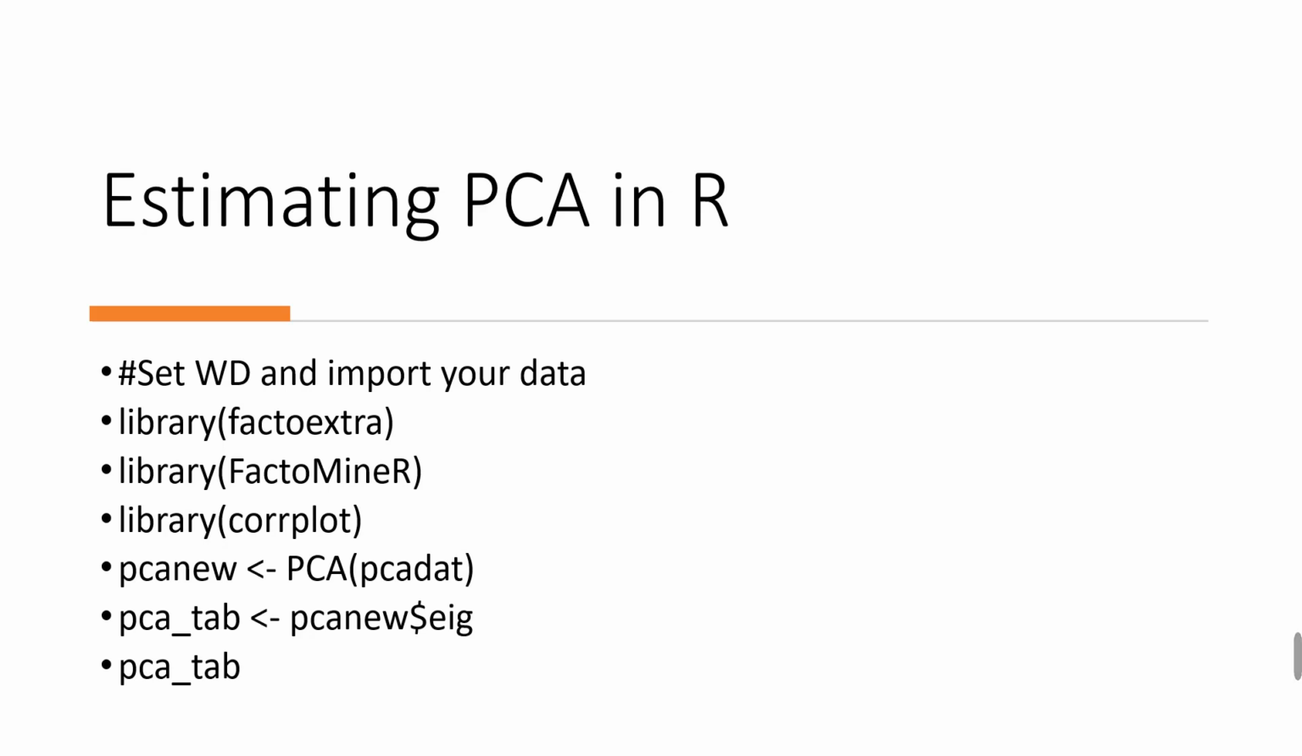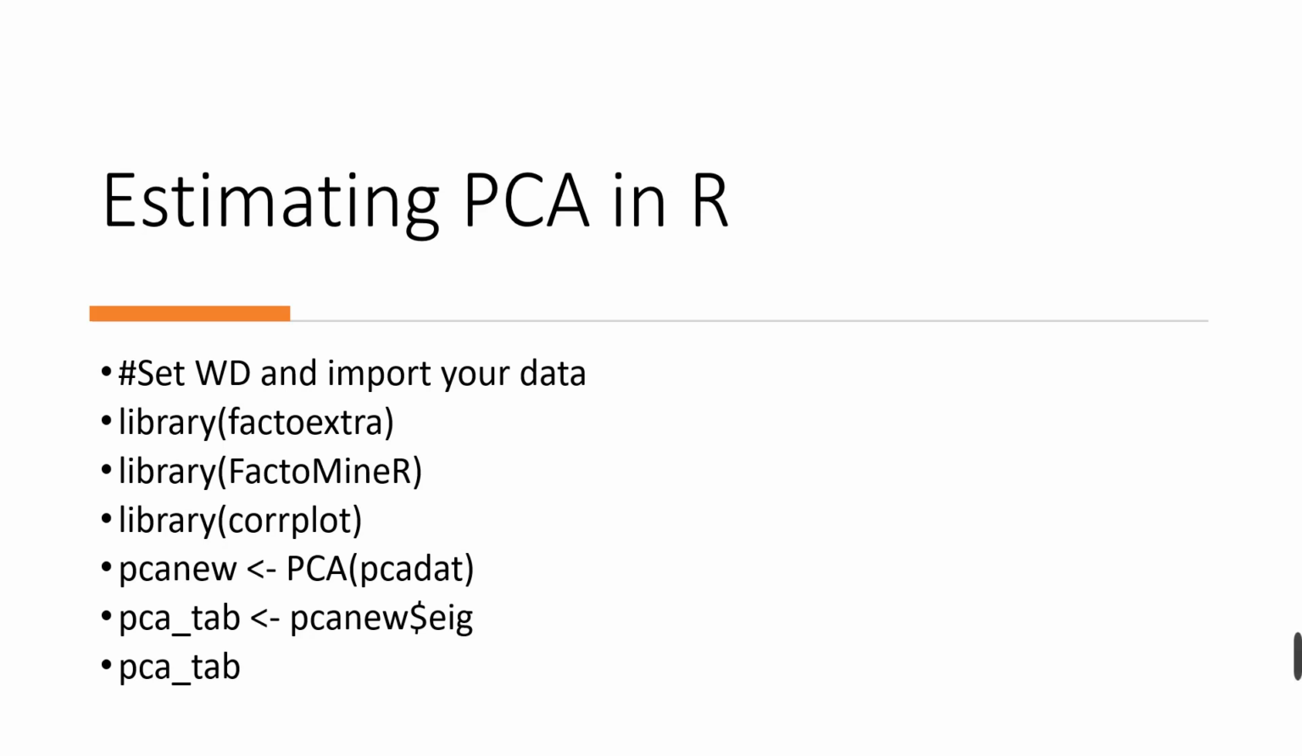It is relatively straightforward to run principal component analysis using R. We just need the function PCA. I named the output PCA new, so we just say PCA, then we put our data set, which is PCA.dat, in brackets.